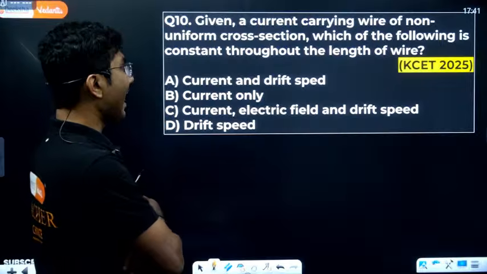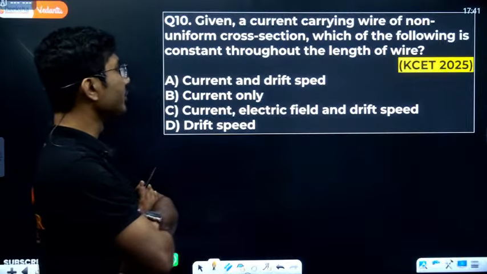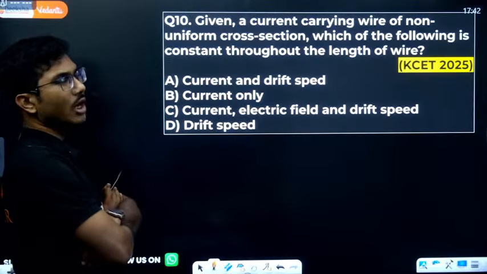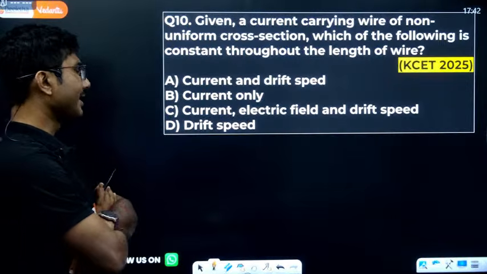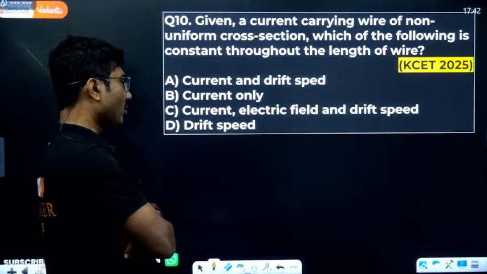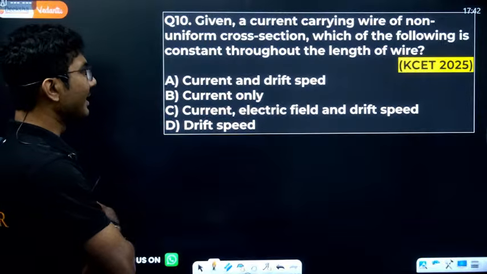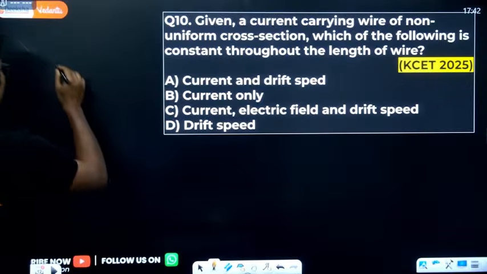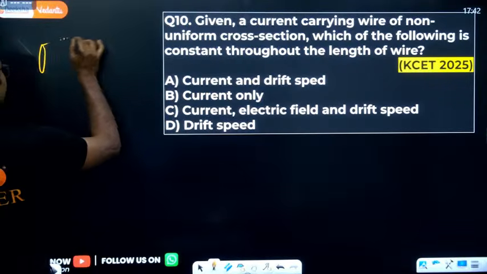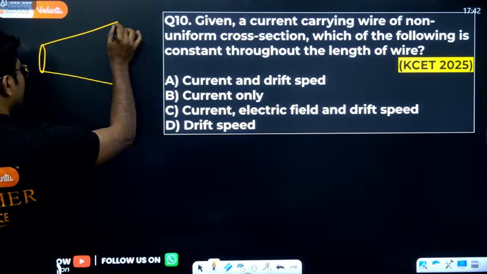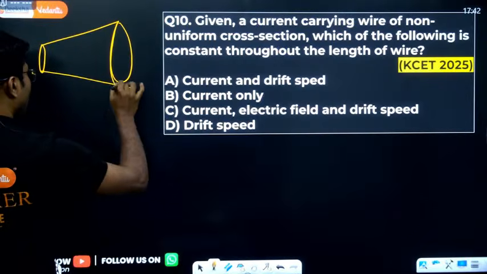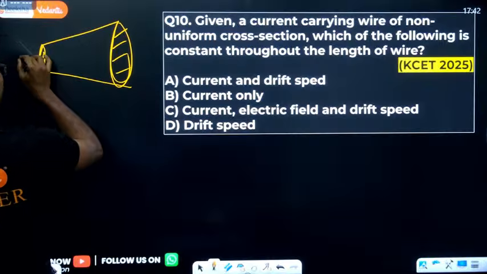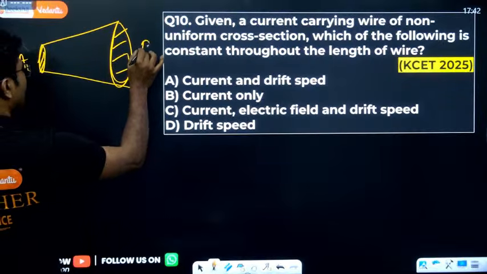Given a current carrying wire of non-uniform cross section, which of the following is constant throughout the length of the wire? Current and drift speed, current only, current, electric field and drift speed only. Okay, so let's see. If the area is not uniform, suppose this is a wire. Here this is an example of a non-uniform wire. So you see that here the area is small, here area is large. Okay, suppose this is area A, this is area B.